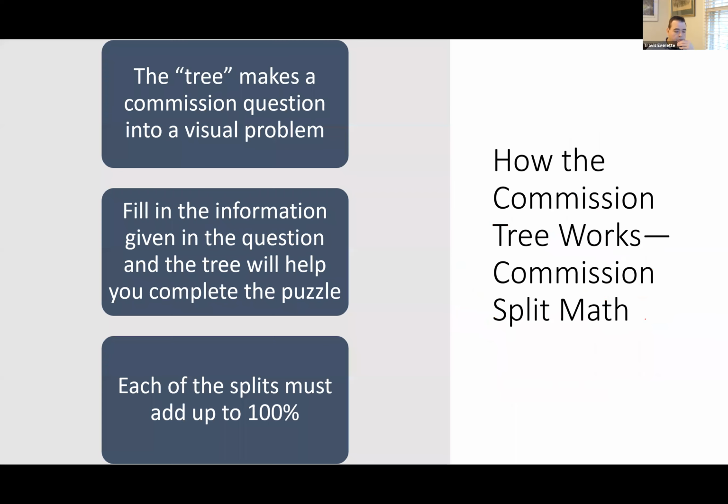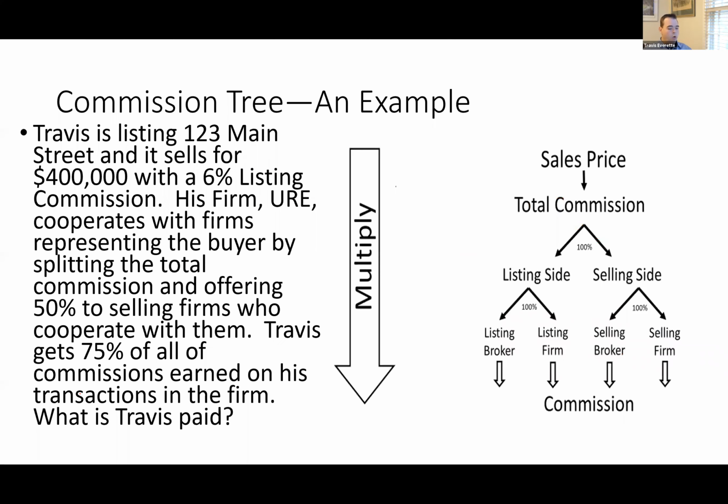So the tree is just designed to draw you the picture. Once you realize that all the split levels add up each to 100%, you can get it all mapped out. Once you have filled it in, then we'll talk about the math. And that's what this right here is all about. We'll talk about the math here in just a second. But let's fill it in.